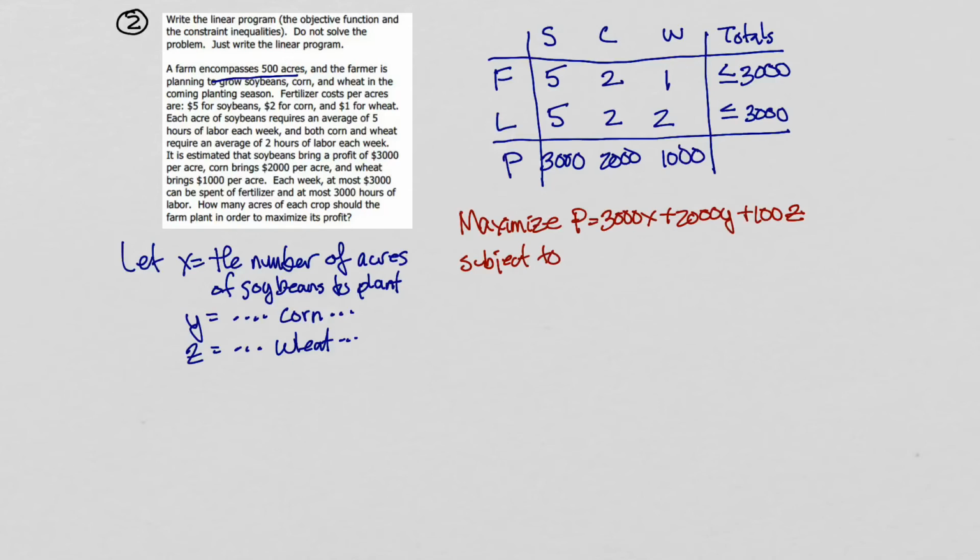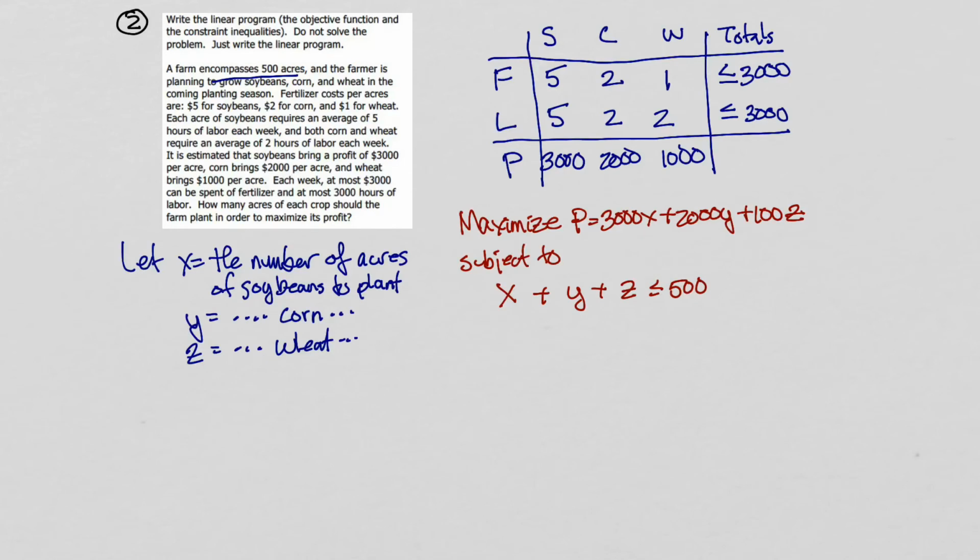This is all going to be subject to our constraints. Now here's our constraints. Here's one, and here's another one. But we also have another one, and I'm going to put that one in first. If you look back here, we have that the farm encompasses 500 acres. So we can plant at most 500 acres. So I'm going to write it like this: X plus Y plus Z less than or equal to 500. Does that work here? Right. This is the number of acres of soybeans, add that to the number of acres of corn, add that to the number of acres of wheat, and that's got to be less than or equal to 500.